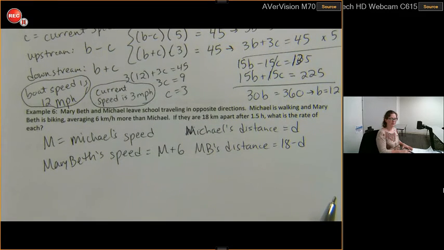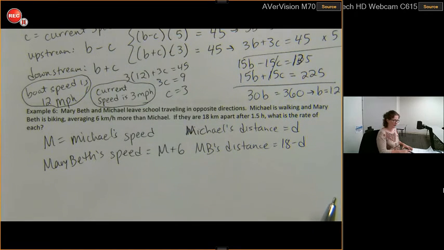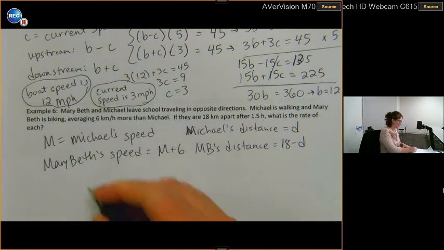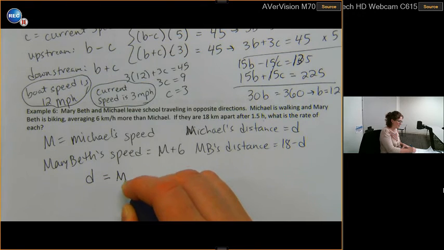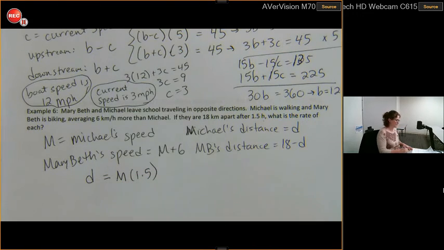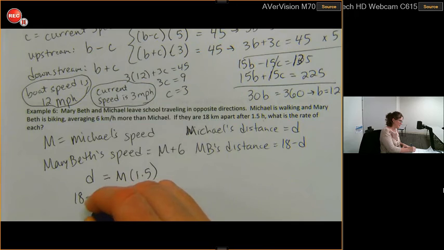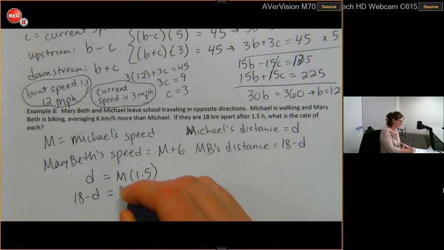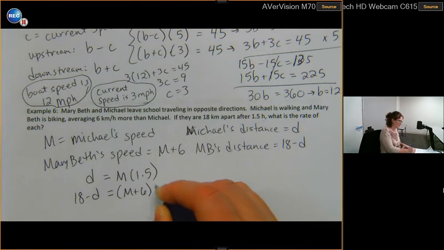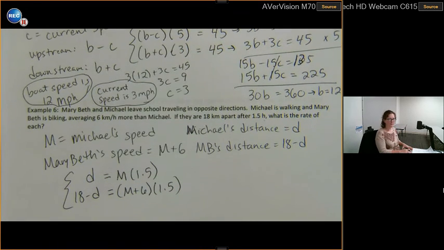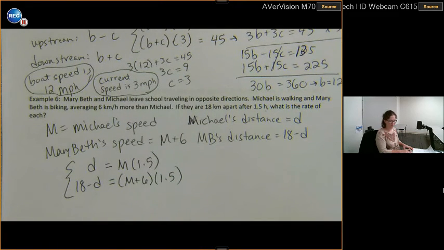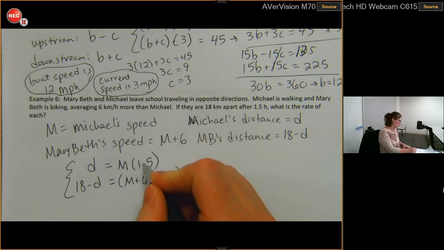Remember our formula, distance equals rate times time. Their time is 1.5 hours. So for Michael, I have distance equals rate times time. For Mary Beth, distance equals rate times time. Making a system of equations. This one is set up to solve by substitution because d equals 1.5 times m.